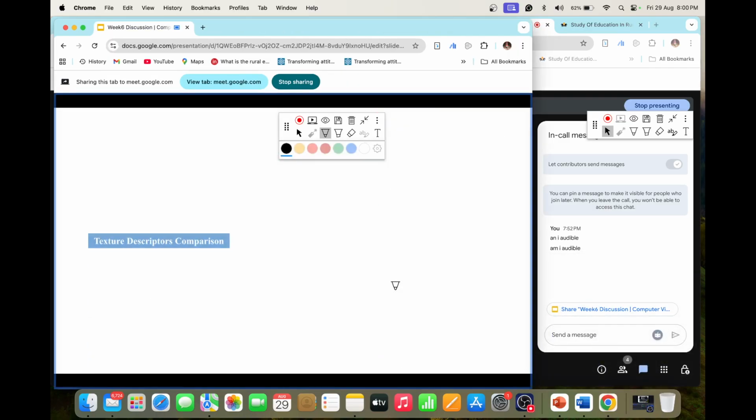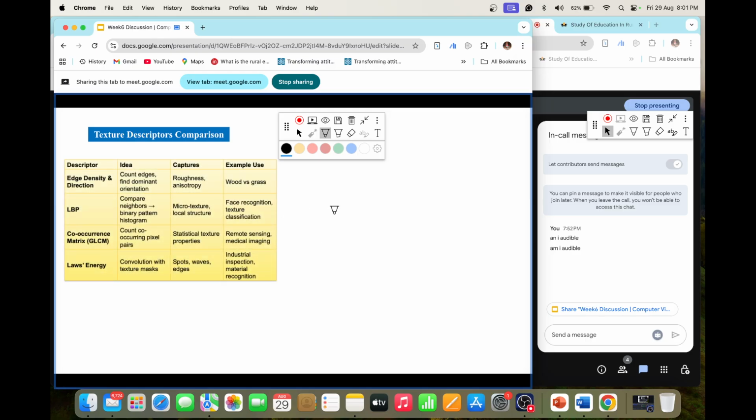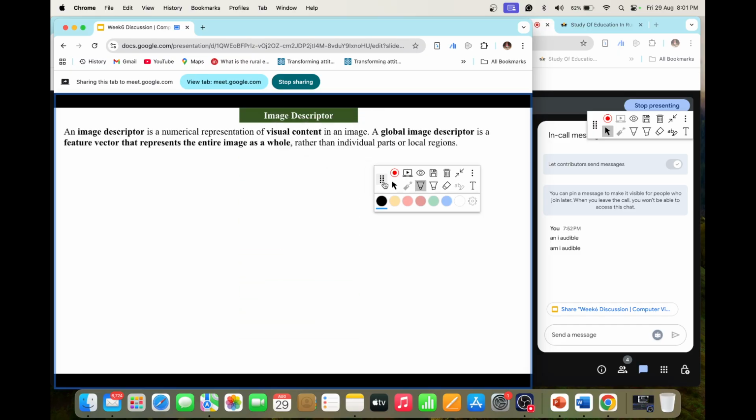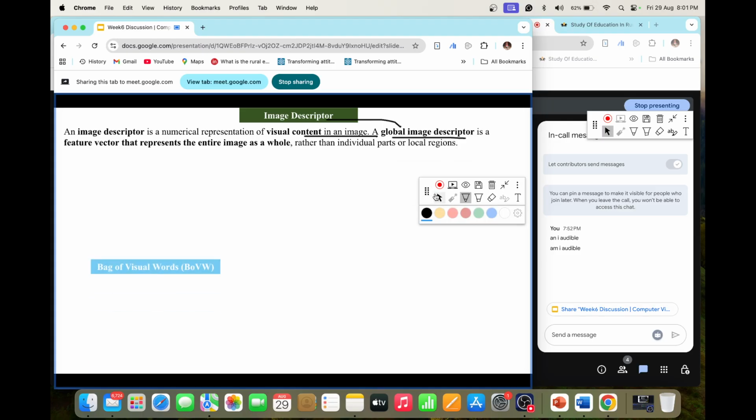Now this was the last texture description, and then there is some comparison of texture descriptions you can see. Then we have this last image descriptor, a numerical representation of the visual content of an image. Image descriptor means we are talking about a global image descriptor. It is a feature vector that represents the entire image as a whole rather than individual local regions. First we talked about patches, then description, and now we are talking about the entire image.